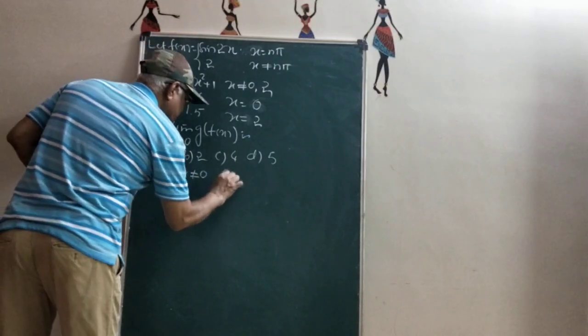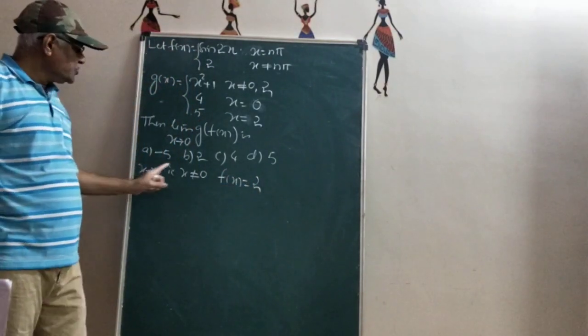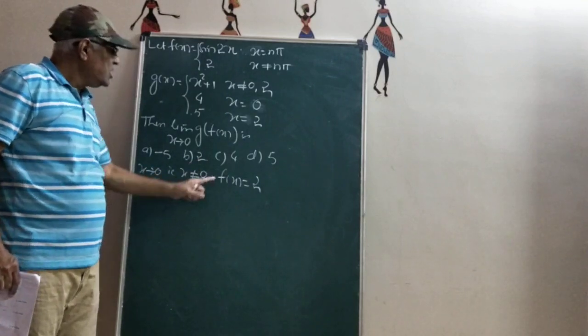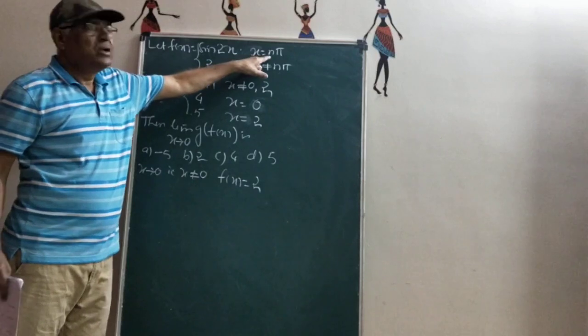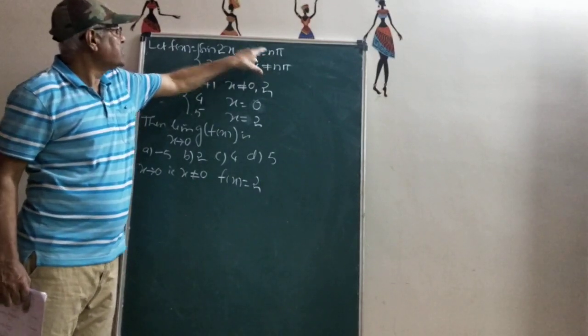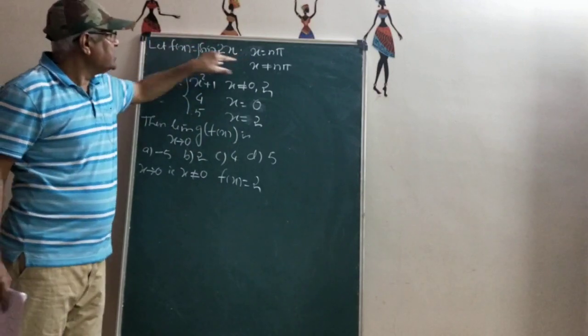f(x) must be equal to 2. Is it clear? x tends to 0 means what? x is not equal to 0. When it's not equal to nπ, means what? It is 2. Here, if you put multiples of π, the sin value will be 0. So therefore our function is given by 2.